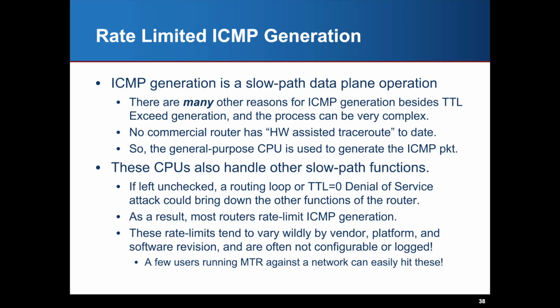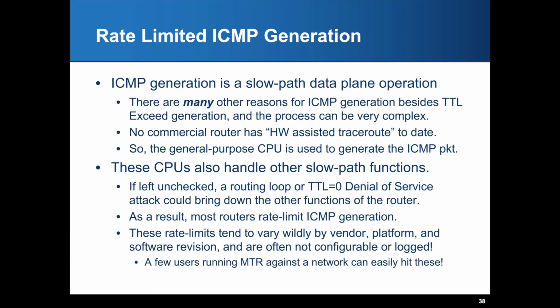So what tends to happen is there's not really any commercial router with a hardware assisted traceroute function. It falls back to the general purpose CPU. And there's a rate limit on that. The really tricky part is the rate limits vary wildly, not only by vendor, by platform, by software revision, but by different types of hardware revision. So you might have one line card that performs differently than a different line card. And these are often not configurable and not logged. So all it takes is a few users running a tool called MTR that just runs a lot of traceroute over and over.